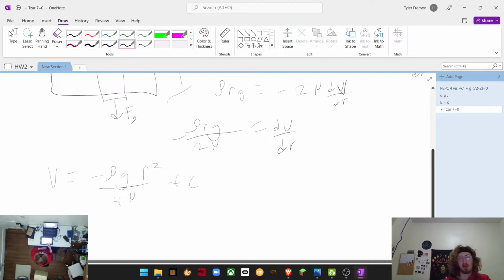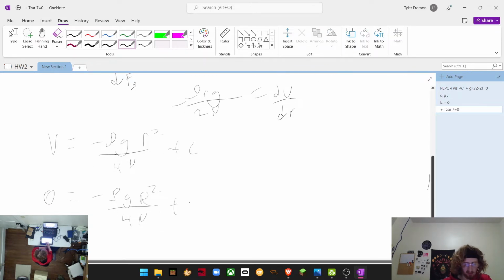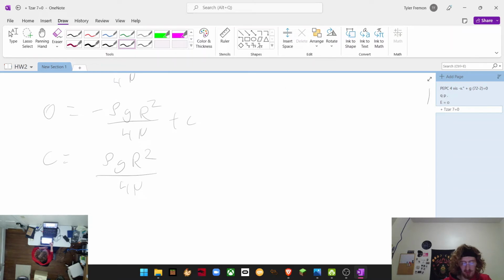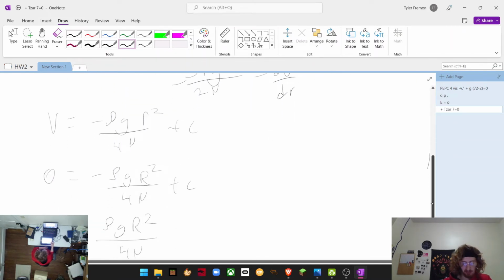We can solve for the c because we know that at the outer radius, the velocity of the liquid will be 0. So you can say 0 is equal to negative rho g r squared over 4 mu, and then this will become big R because we're interested at the outer radius, plus c. And then c is simply equal to rho times g times big R squared over 4 mu. We can just substitute that back in.